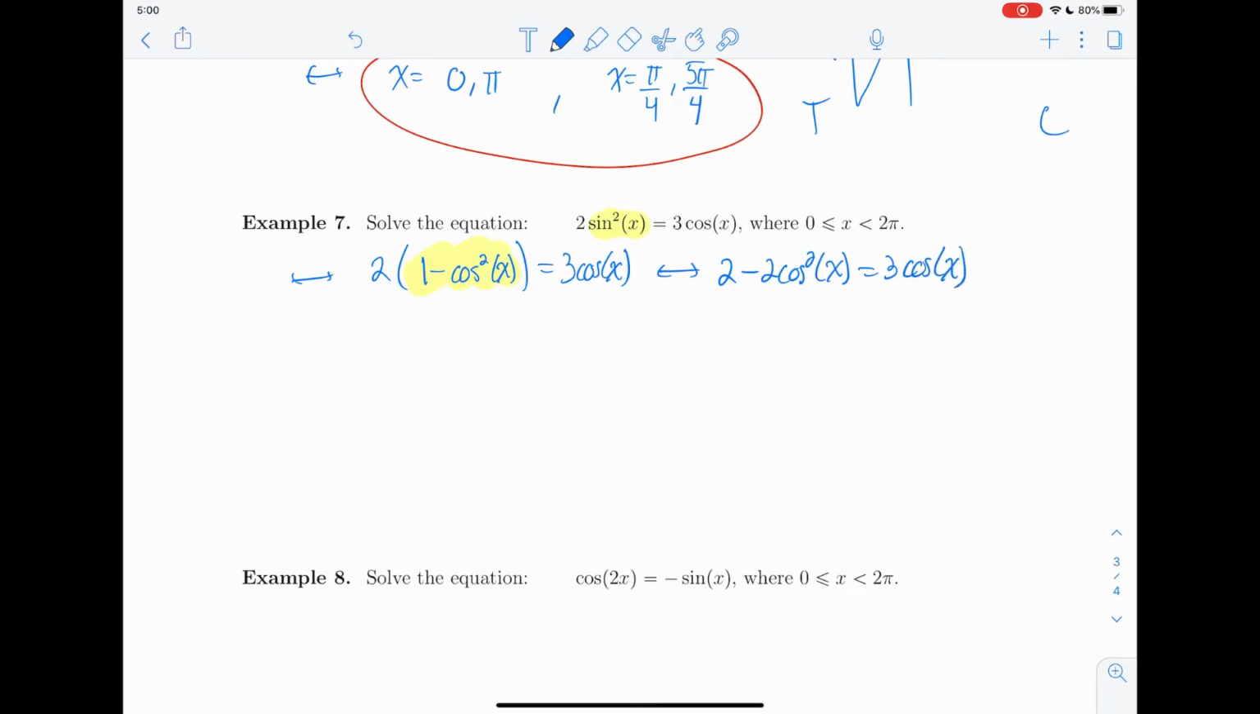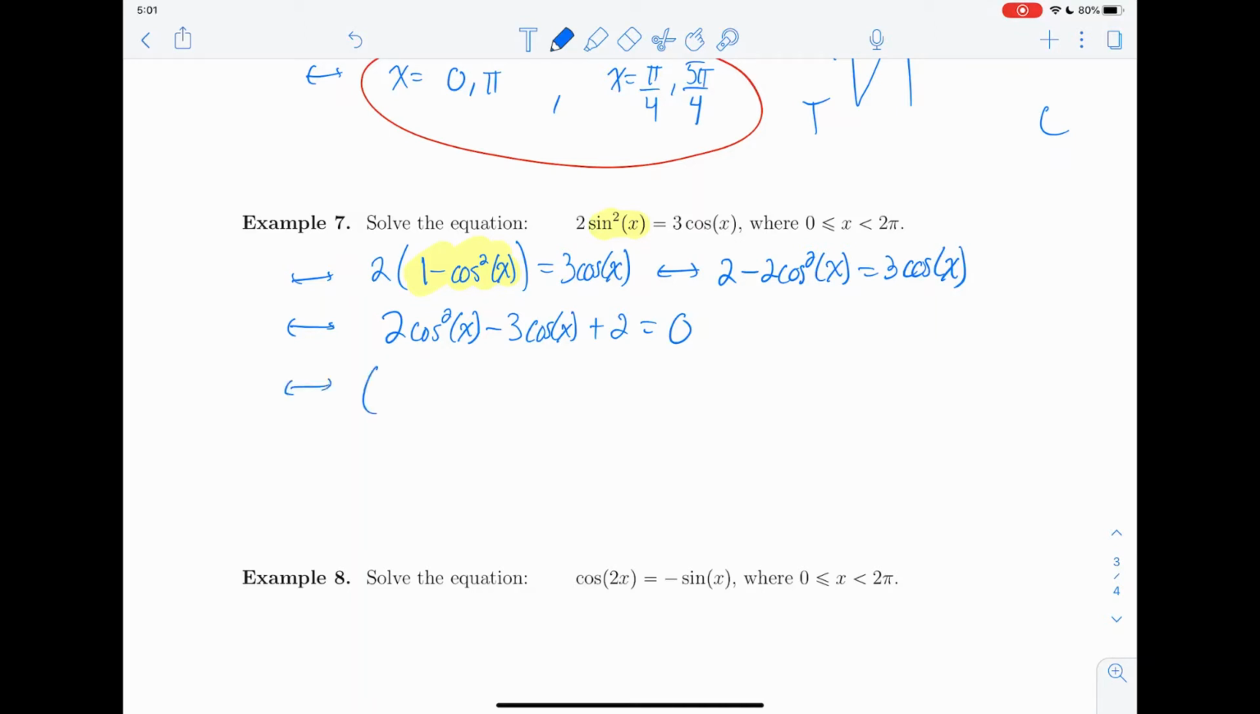And now, first of all, I have only cosines. That's a good thing. Second of all, I want to pull everything to one side, and I'll opt to move everything to the right so that I can get a positive in front of my square. And after rewriting it and reorganizing it, I'll get 2 cosine squared of x minus 3 cosine of x plus 2 equals 0. And now I'm in good position, because now my equation looks quadratic-like and very similar to the ones we've already seen so far.